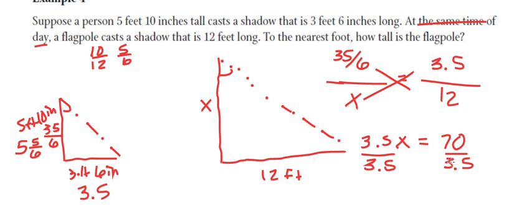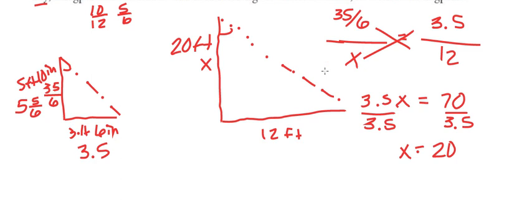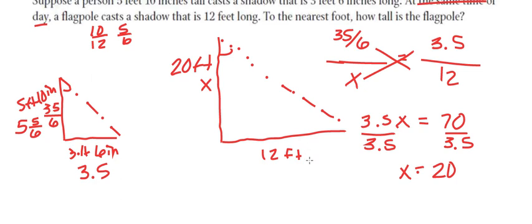And when I divide 70 by 3.5, I get that the X value here is 20. So that means that the flagpole is 20 feet tall. I hope that makes sense as you're using these proportions. The proportions that we set up are going to continue through the next 4 lessons.